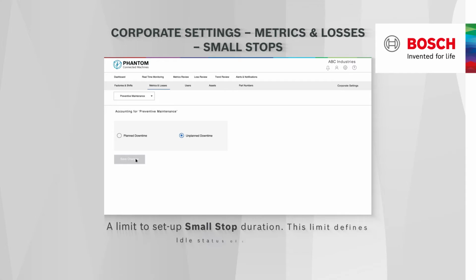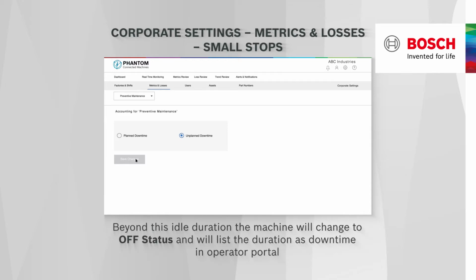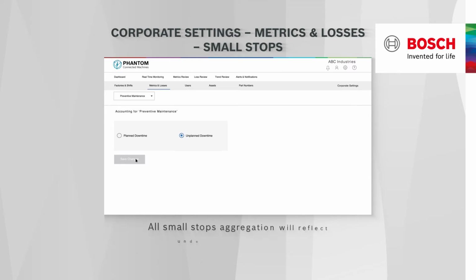Small Stop helps to set a limit to set up small stop duration. This limit defines the idle status of the machine. Beyond this idle duration, the machine will change to off status and will list the duration as downtime in the operator portal. The aggregation of all small stops will reflect under performance losses.